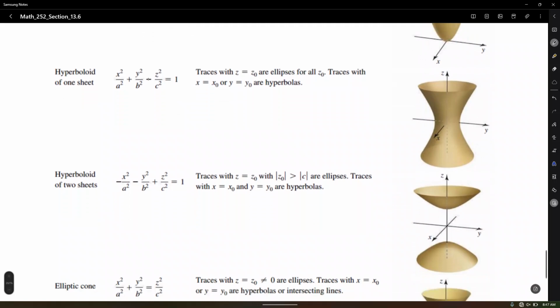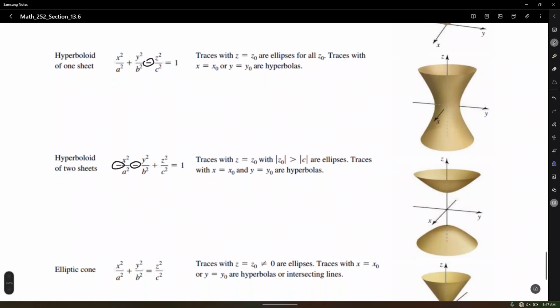Okay. This minus sign, think of it as a sheet. How many sheets do we have in our formula? One, right? How many do we have here? Two. So that's a good way to distinguish them, all right?